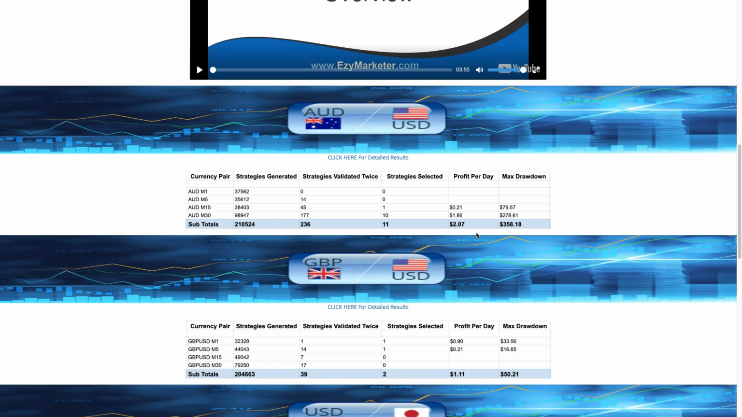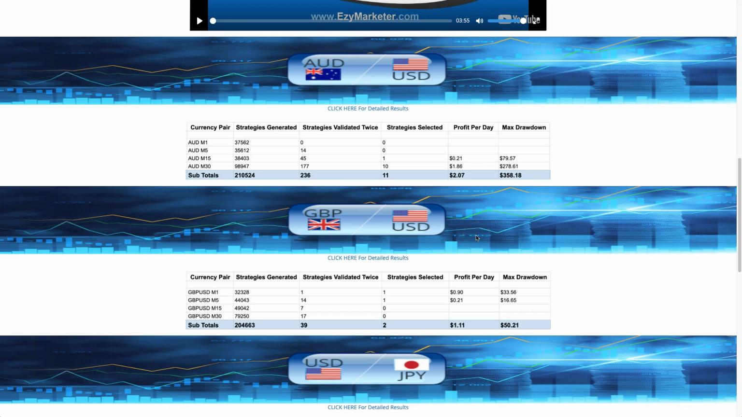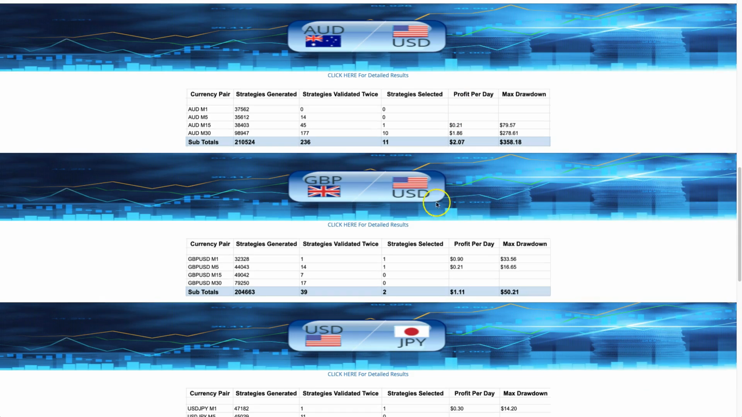Not a bad return. Now, if you want to add to that, we can look at the other currencies, or you may not even want to trade the Aussie. Totally up to you. Let's now look at the pound. The pound, same criteria takes place here. So if we look at this, we've got $1.11 on the pound, and there's only a drawdown of 50.